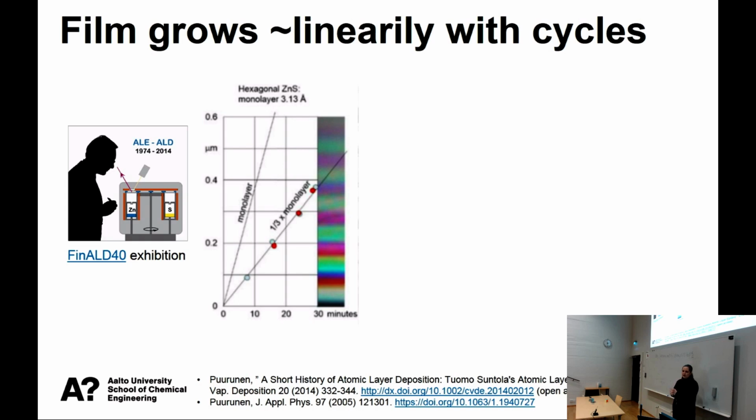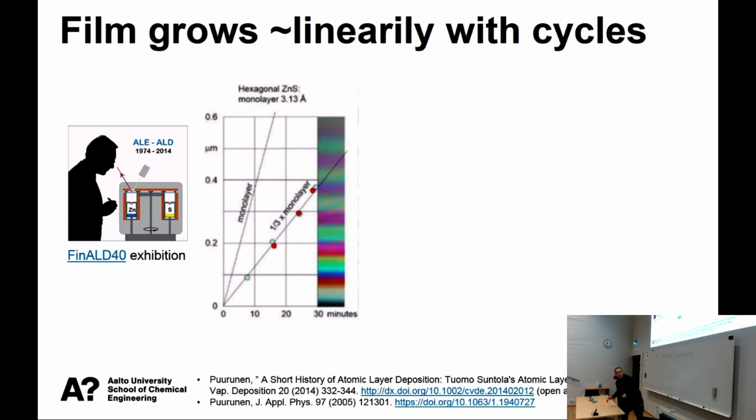A typical characteristic of ALD is that the film thickness, like in these cases, is controlled by the number of reaction cycles. I think I haven't written here how many cycles these have been, but I would guess that it's something like 1,000 cycles. So then the film thickness is just directly proportional to the number of cycles.